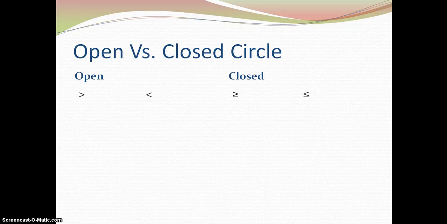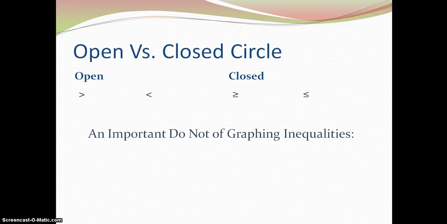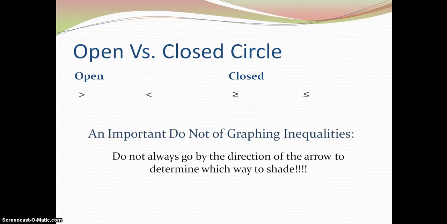Before we start graphing though, I do want to share with you a very important piece of information. Do not always go off of the direction of the arrow in the inequality to determine which way to shade. Meaning this less than sign right here, just because the arrow is pointing to the left, does not mean we shade to the left. So let me show you an example of that.